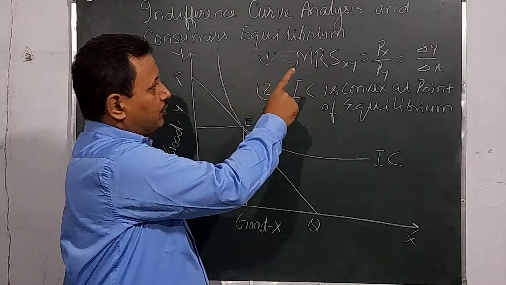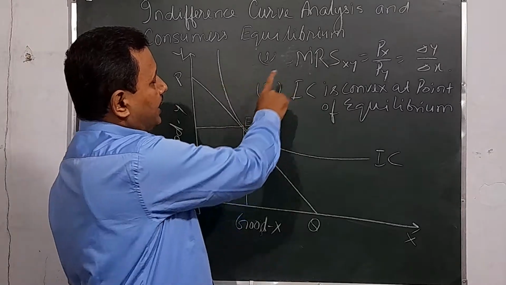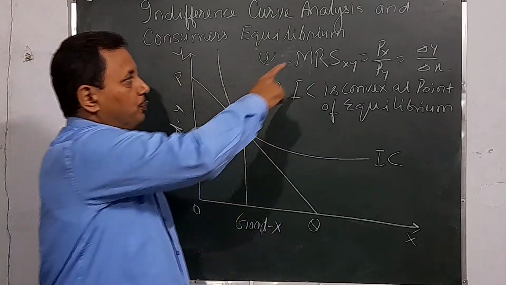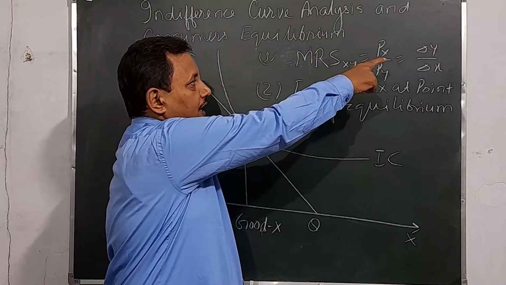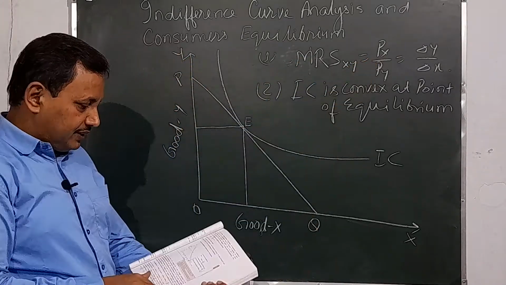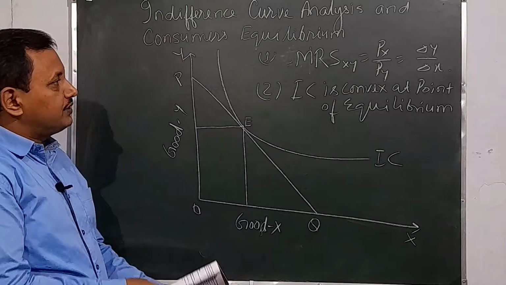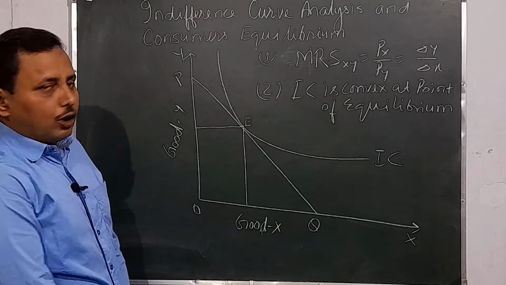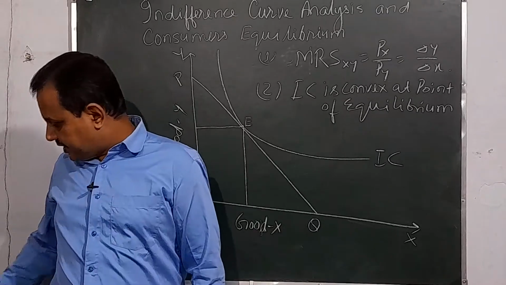Now we will discuss the first one: marginal rate of substitution equal to Px by Py, equal to delta y by delta x. If this condition is satisfied, then the consumer is said to be in equilibrium. Also, we will see the rationale of this condition.